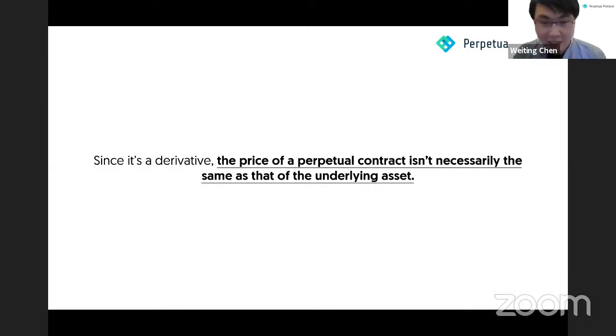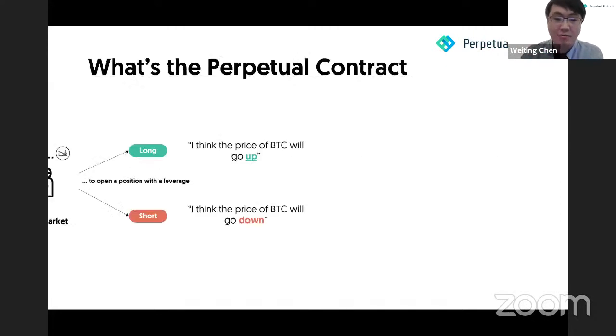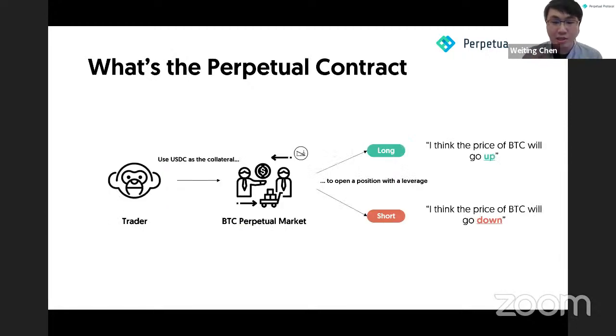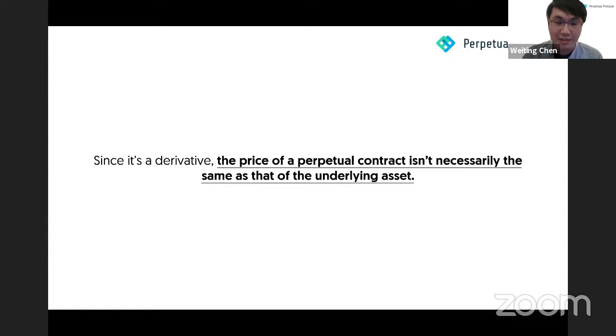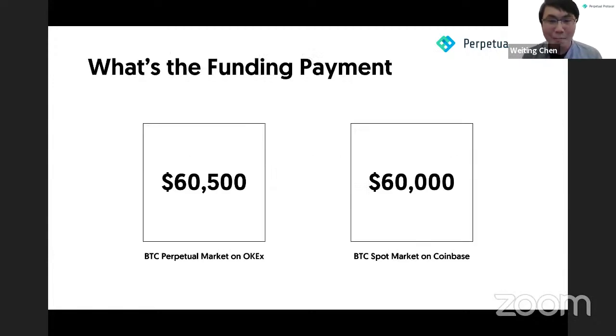But since it's a derivative, the price of a perpetual contract isn't always necessarily the same as that of the underlying asset. For instance, in our previous example, the trader is trading a BTC perpetual contract, right? But the price of a BTC perpetual contract isn't always the same as the underlying asset. When I made the slide, the price of Bitcoin was $60,500. And at that time, the price of the BTC perpetual contract on OKEx was $60,500. On the other hand, on Coinbase, the spot price of Bitcoin was $60,000.